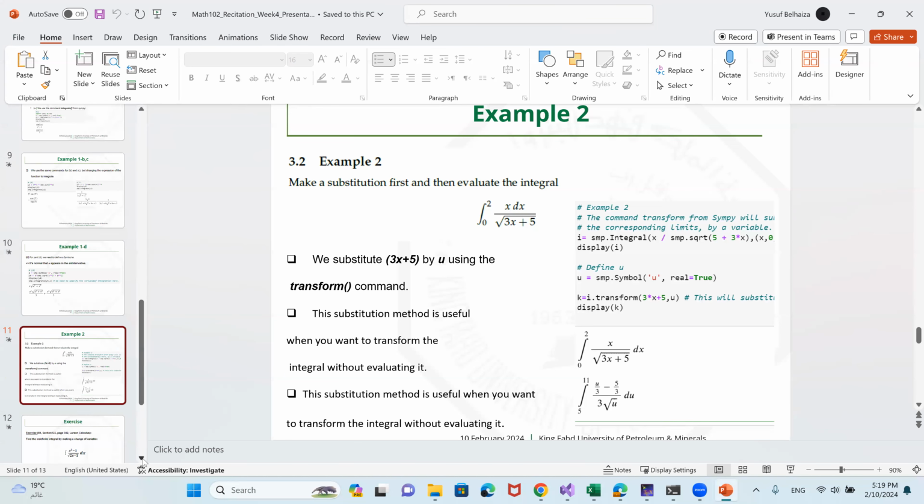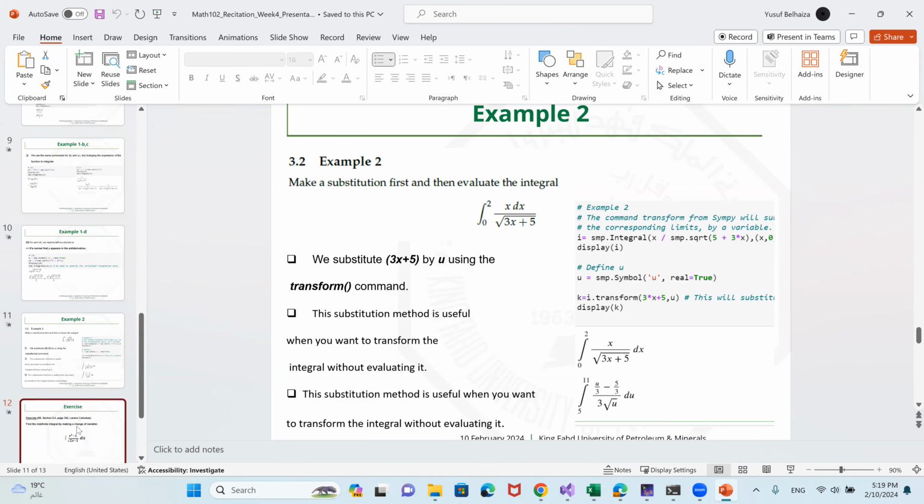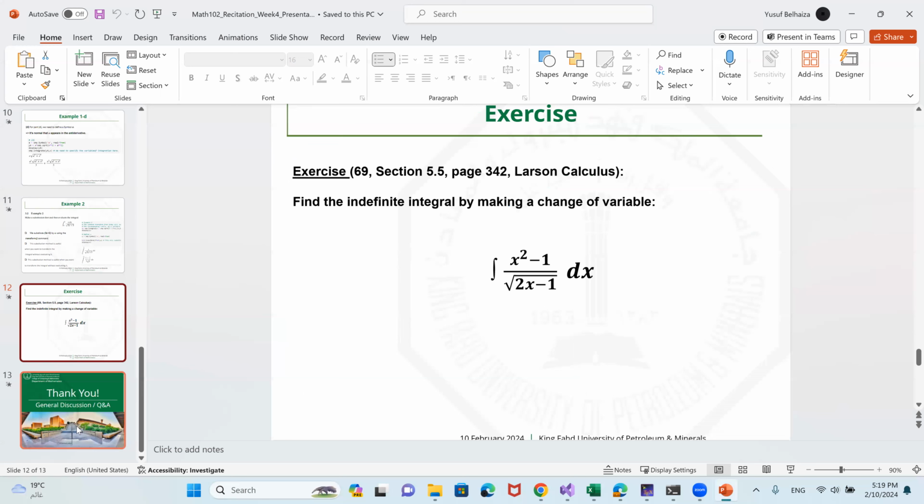The last thing we will see today is the exercise for next week, which is taken from the Larson Calculus book, page 342, section 5.5, exercise 69. We need to find the indefinite integral by making a substitution, a change of variable.